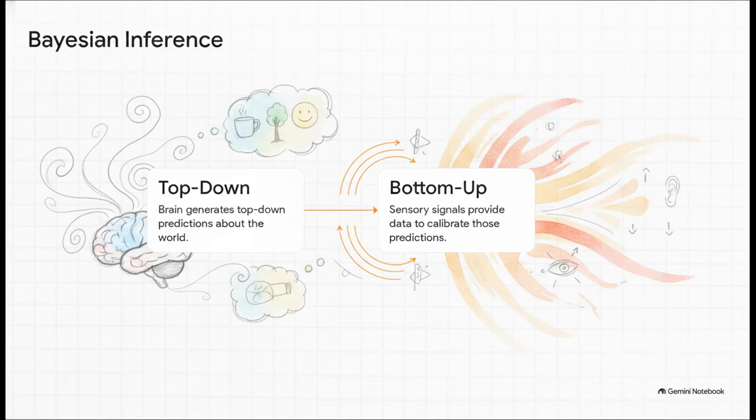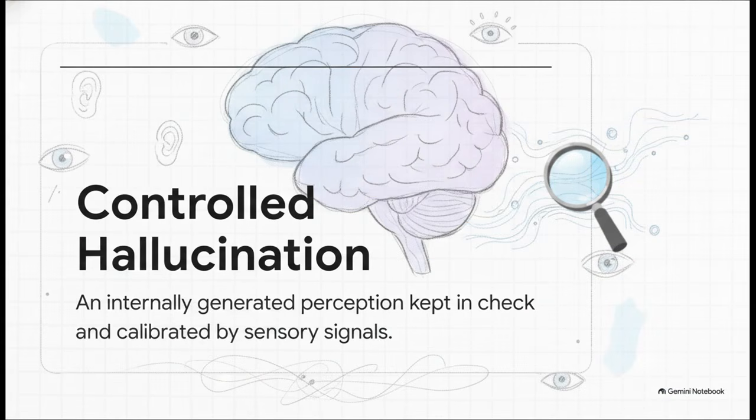First, your brain actively generates top-down predictions, constantly guessing what's in the world based on prior evolutionary and learned expectations. Then, sensory signals, like the light, the sound, provide bottom-up data to calibrate those guesses. The senses don't create the picture, they just correct the brain's errors. Anil Seth uses a real game-changer of a term to explain our waking reality. He calls it a controlled hallucination.